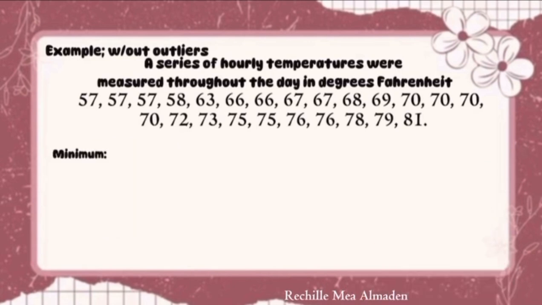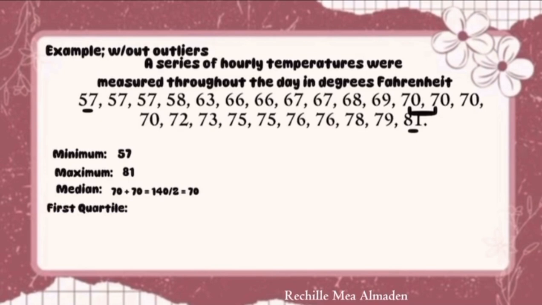So the minimum is the smallest number of the data set. So which is dinhi sa atong data set ang pinakagamay na number is 57. And then the maximum is the largest number of the data set. So makita man nato diri na ang pinakadako nga number is 81. And then the median is the middle number of the ordered data set. So which is naa siya sa middle na number sa data set.